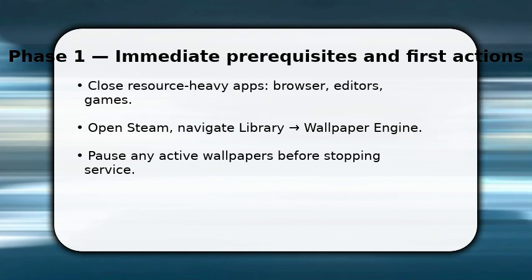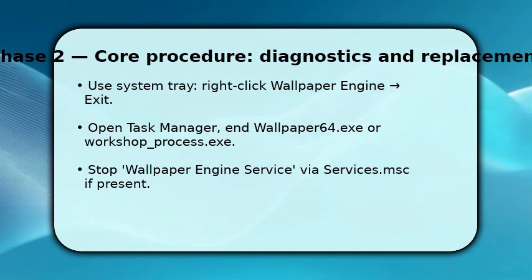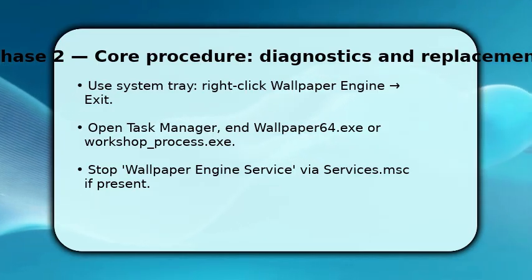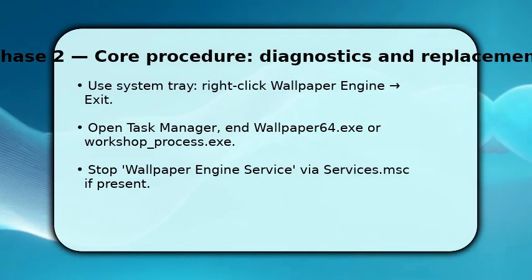Now you terminate both the foreground app and background services. Right-click the system tray icon and choose Exit, which politely requests shutdown. If it remains, open Task Manager, find wallpaper64.exe or related workshop processes and end task. This forces termination when needed.